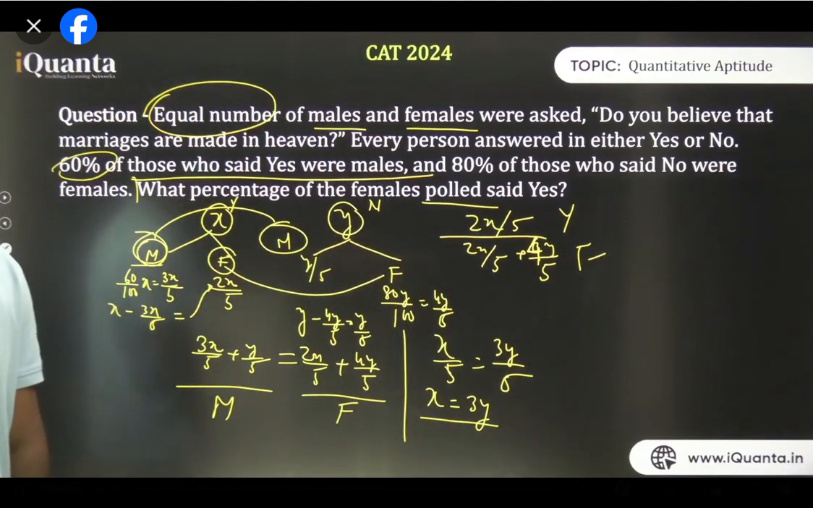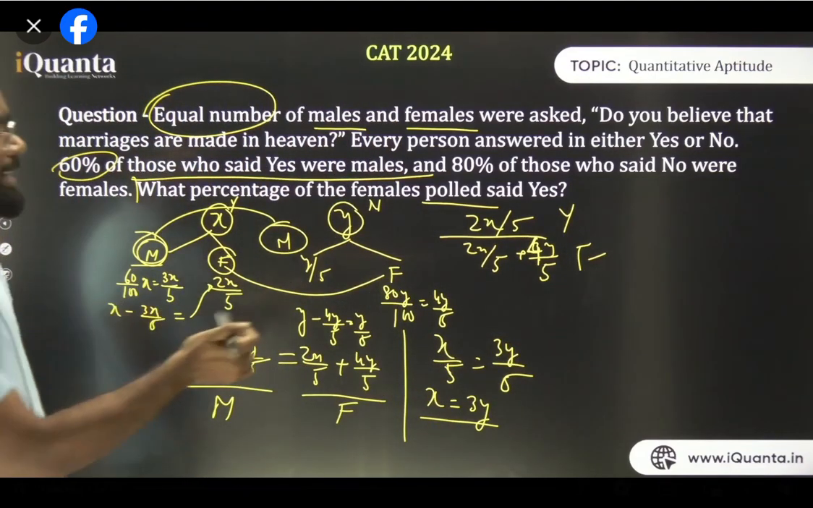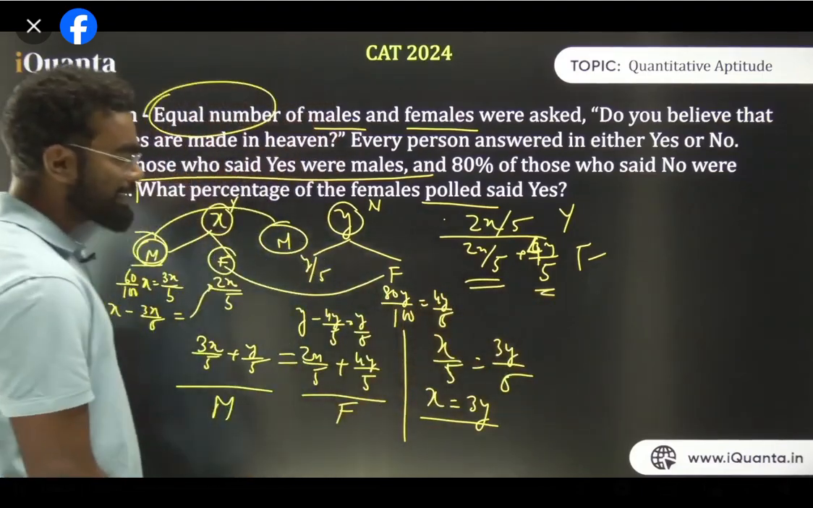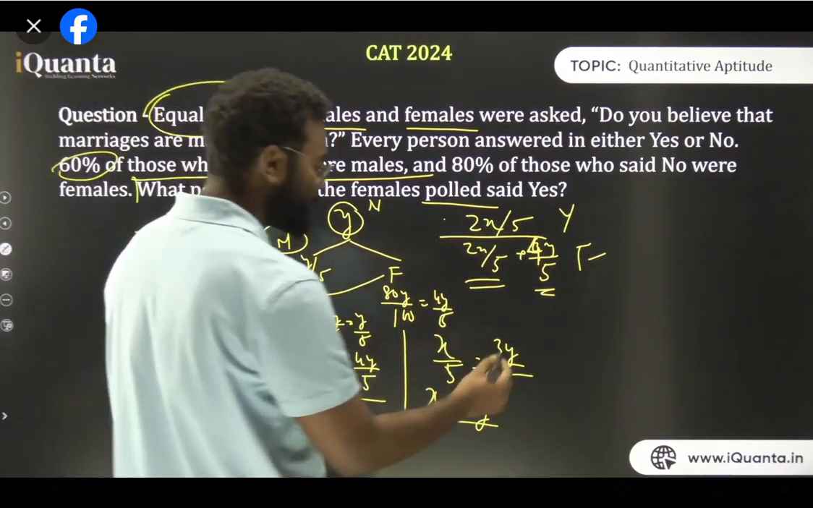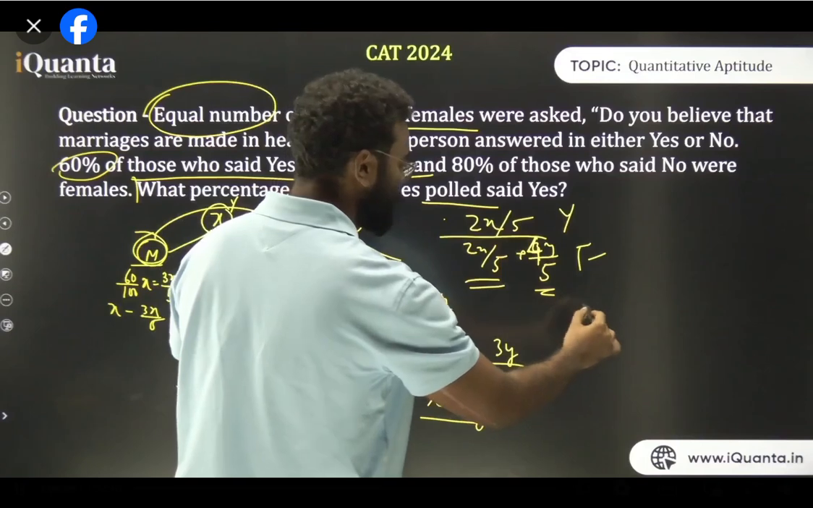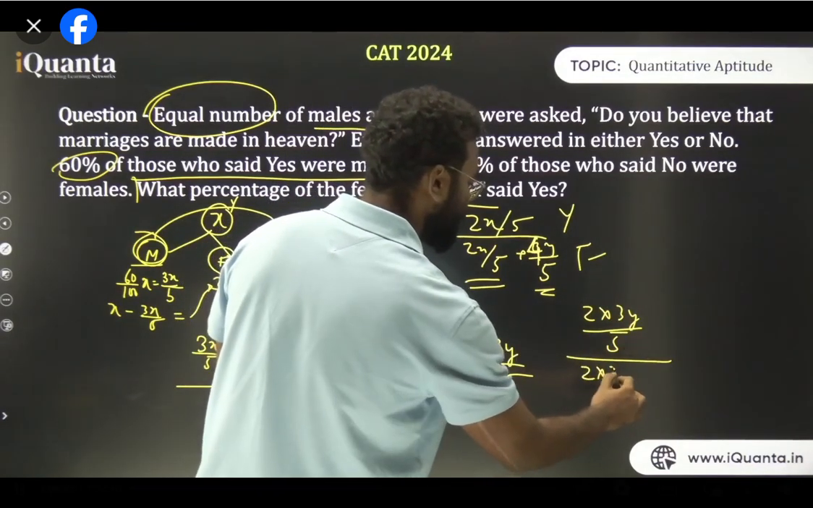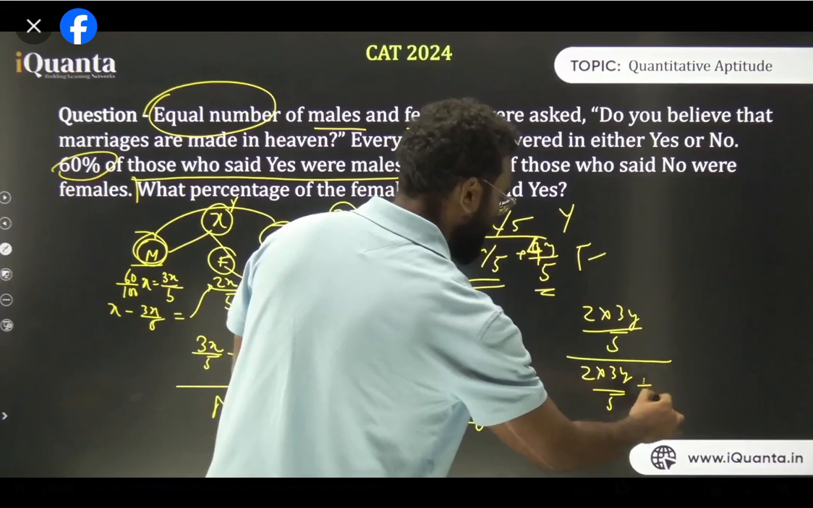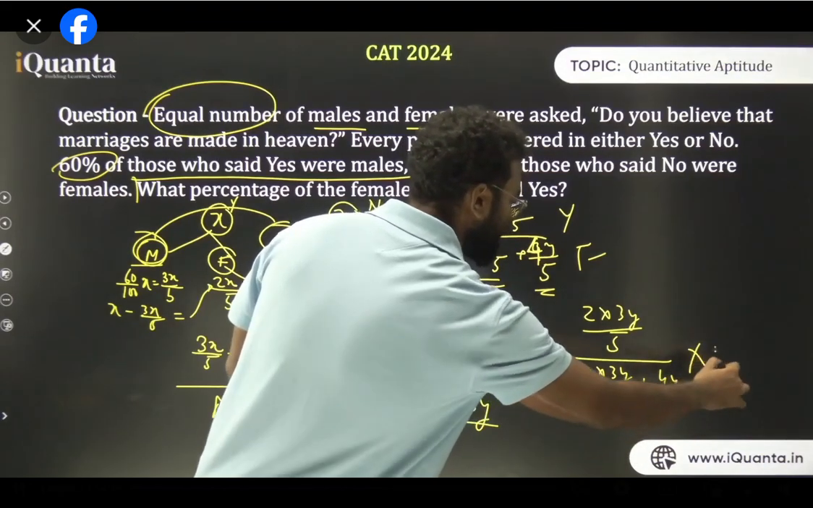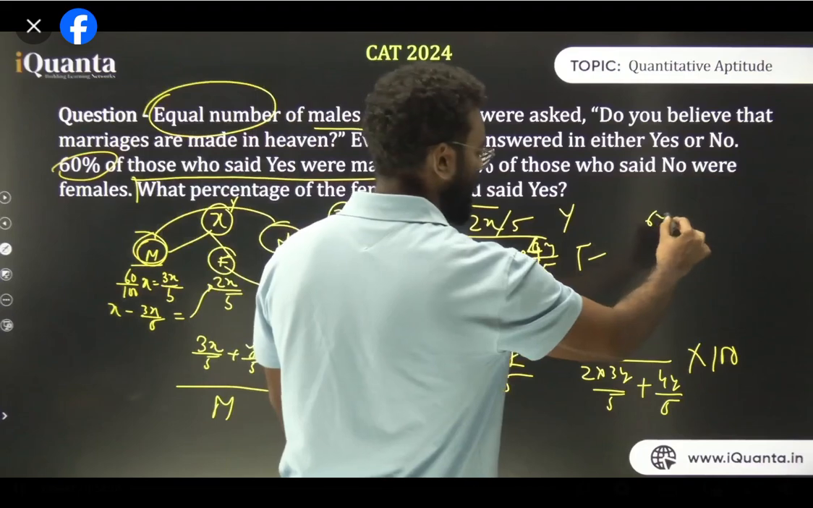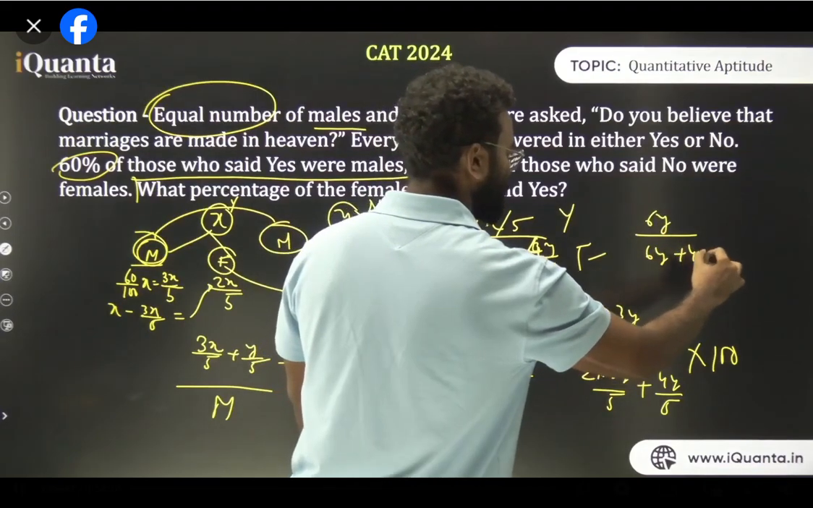Just make it as simple as possible. That is the total number of females who said yes, that is 2X upon 5, and the total number of females is 2X upon 5 plus 4Y upon 5. Clear? Now replace X with Y. So what is X equal to? X equals 3Y. So it is 2 into 3Y upon 5 divided by 2 into 3Y upon 5 plus 4Y upon 5, into 100. Clear? So I can say that is 6Y upon 6Y plus 4Y into 100.